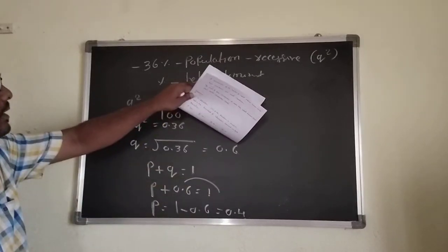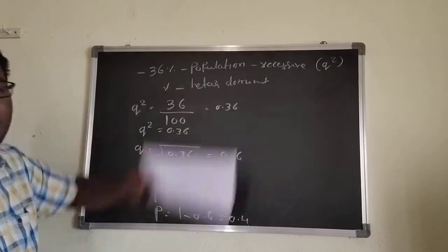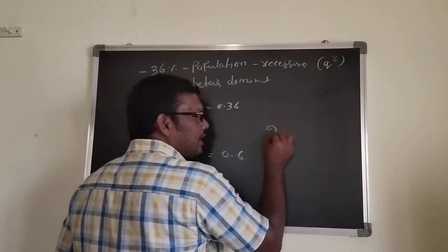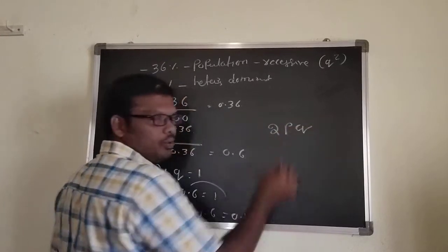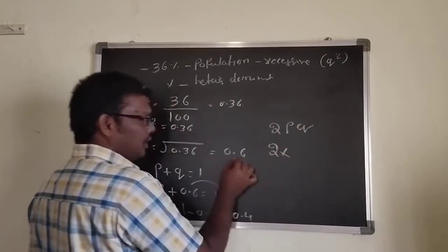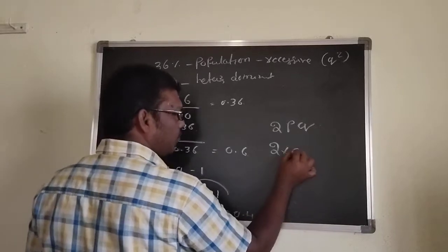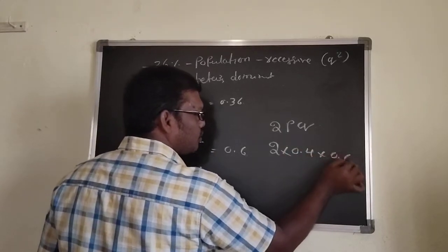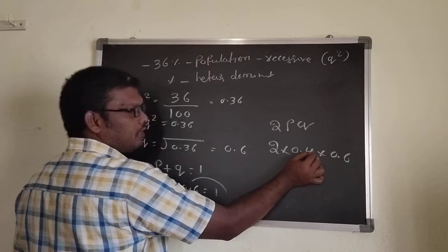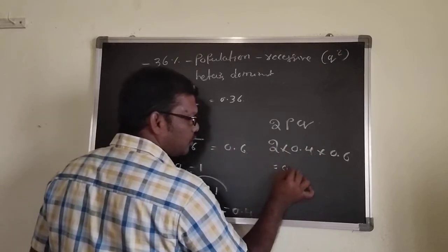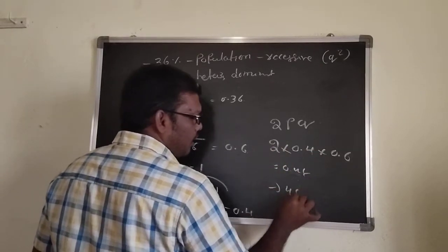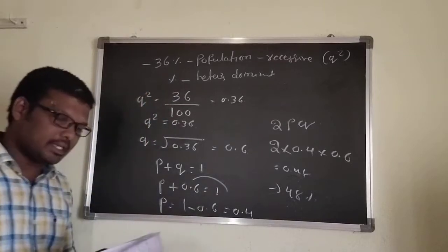Here the question asks for the heterozygous dominant percentage. Heterozygous dominant is 2pq, that is 2 into p, which is 0.4, into 0.6. 6 4s are 24, 24 2s are 48. That's why 0.48. You get 48% as the answer.